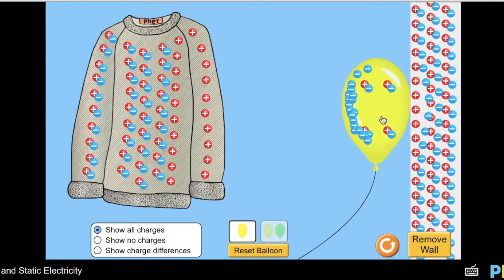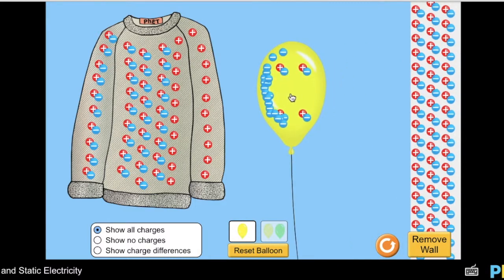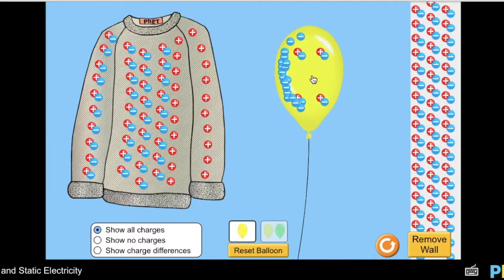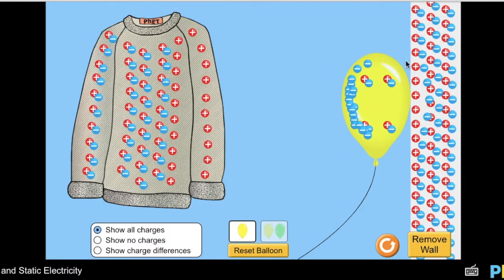The wall has this induced charge, it's kind of temporary, and as this positive edge here is attracted to these negative charges here, we get the balloon to stick. So right now I'd say the sweater's overall positively charged, the balloon is overall negatively charged. The wall is still neutral, but we can still get this attraction from a neutral object and a negative charge object through this process of polarization.